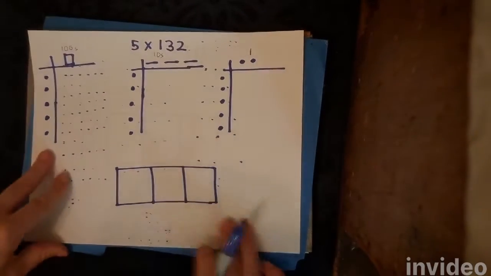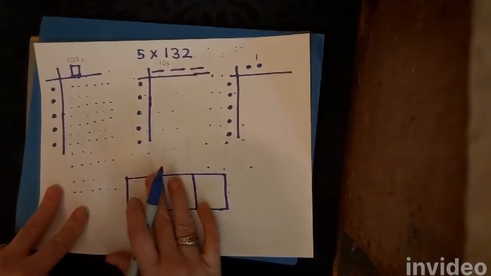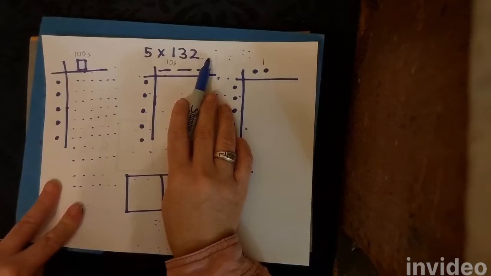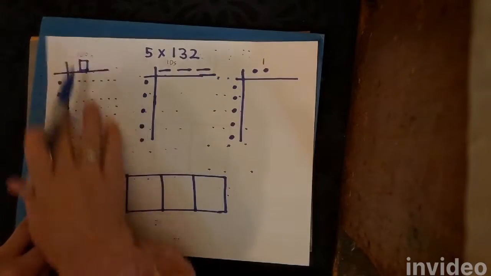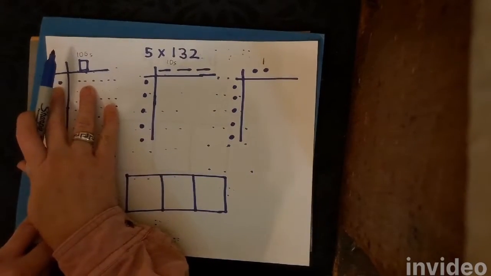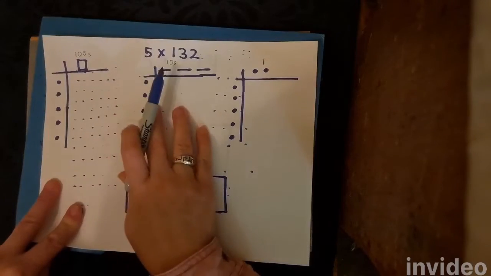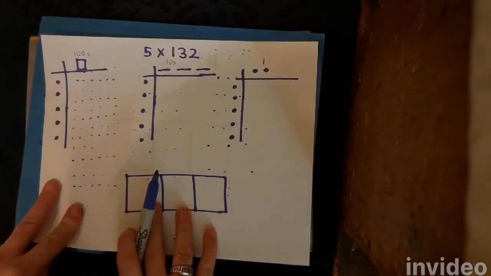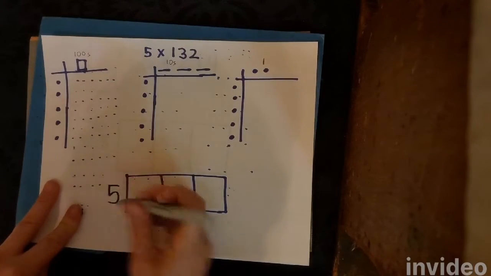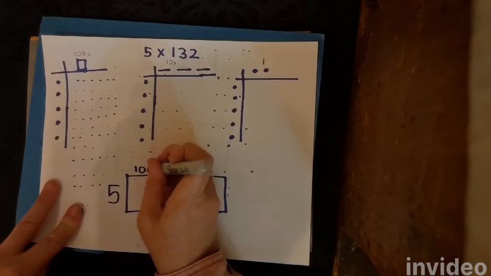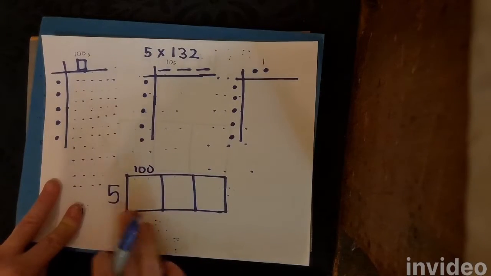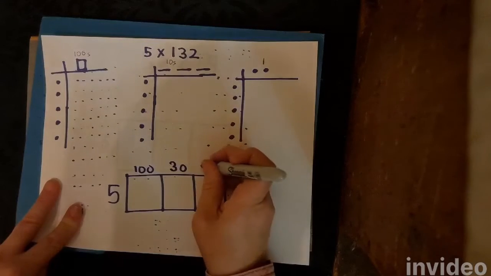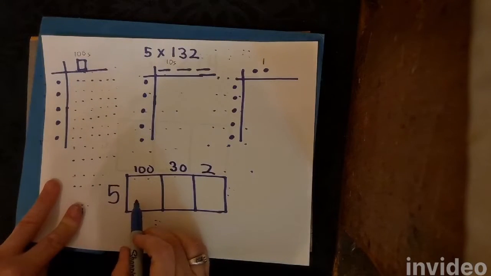All right, oops, I just made a bunch of dots on this, but hopefully you'll be able to see it. So here I have 5 times 132. Now this time I'm building an array just to multiply my hundreds, an array just to multiply my tens, and an array just to multiply my ones. And then I'm going to put them all together. So I'm going to do 5 times 100. This is going to be my hundreds, like a place value mat. 3 tens, which is 30, and 2 ones, right? So I'm going to take them one at a time.